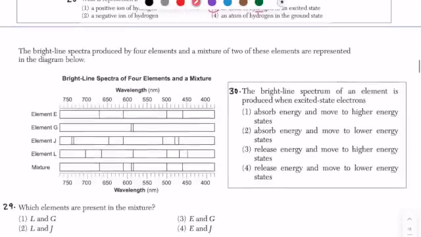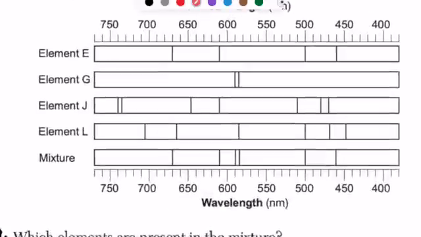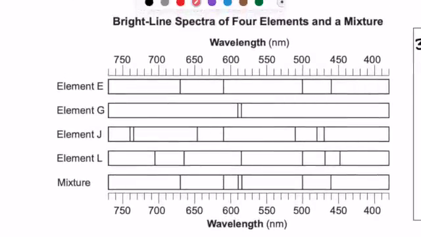And then I believe these are the last questions. So which elements are present in the mixture? This is about bright line spectrum, and there are only 2 things that you need to know about bright line spectrum. The first is that you will be given a spectrum of different elements, and then you'll have a mixture, and your job will be to identify what elements we have in the mixture.